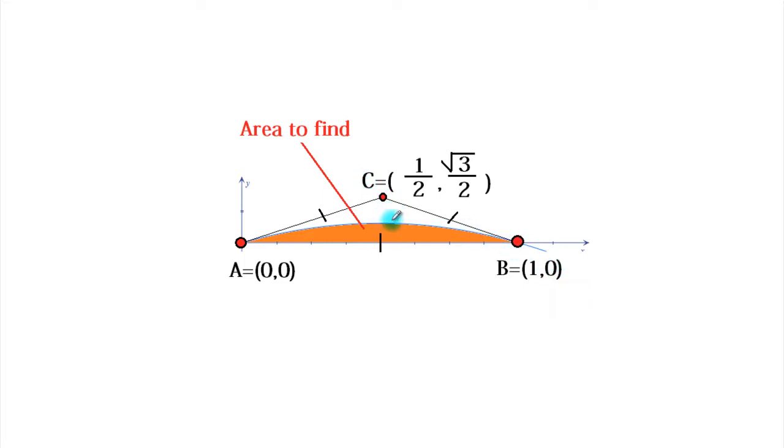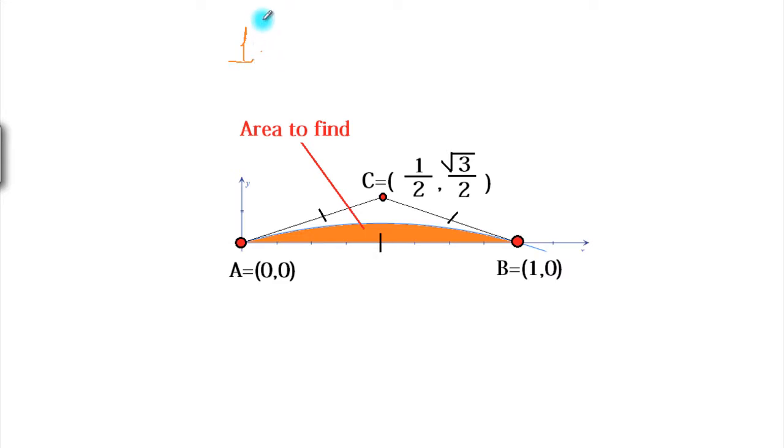And now, what is C? Well, we know that C is in the middle, right? So the x value is 1/2. But how did I find the y value? Well, if you notice, this equilateral triangle, if you divide it by 2, makes 2 right triangles. So how to find the y value? Well, we know that the hypotenuse is 1, right?